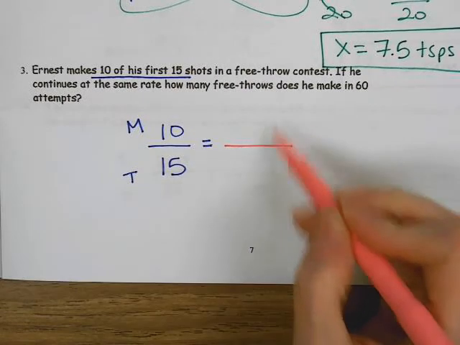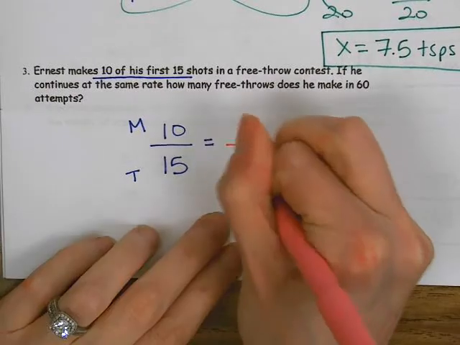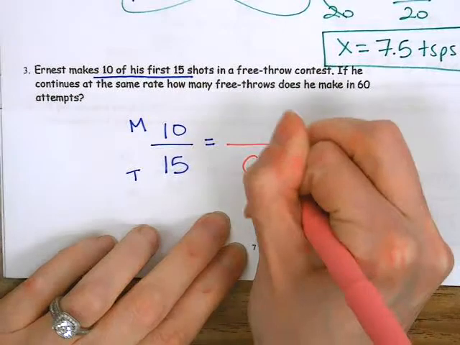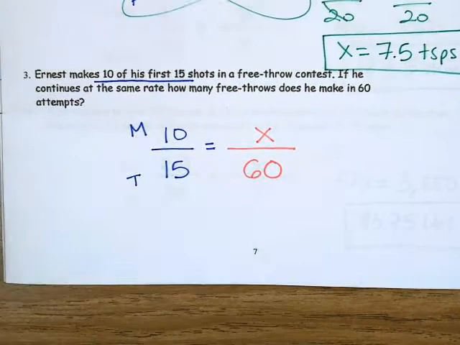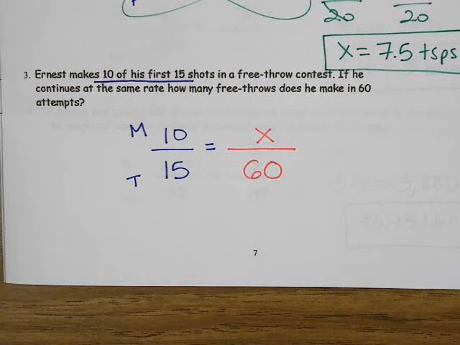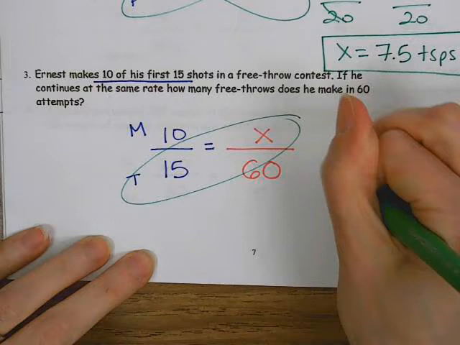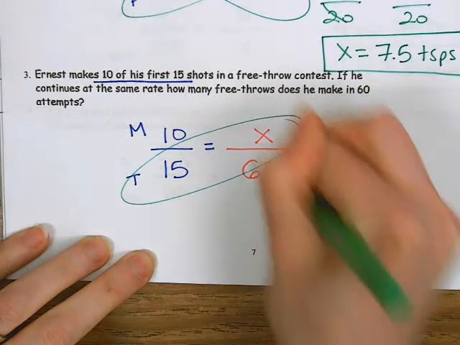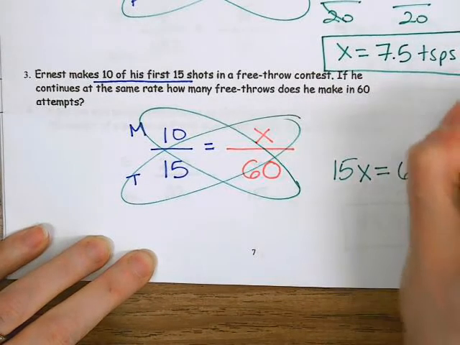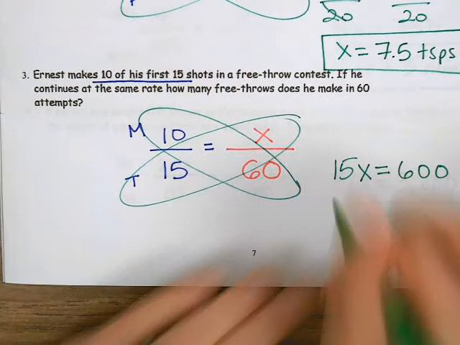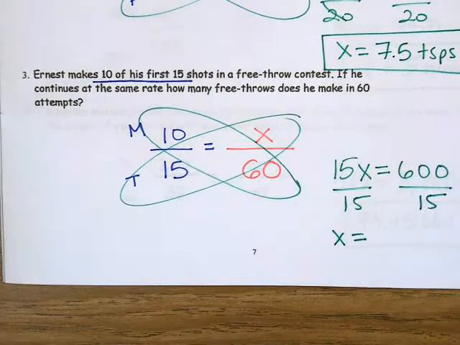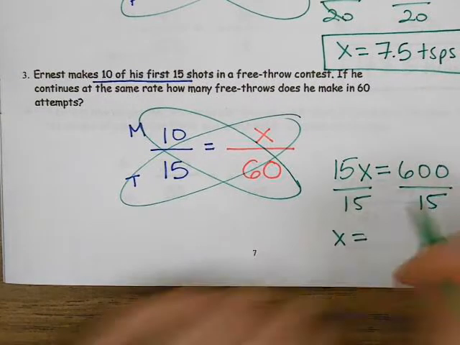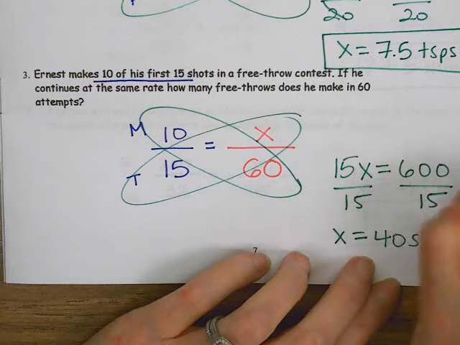So where does the 60 go? 60 is how many he is shooting in total. We want to know X, how many he makes. The order does matter. All right, cross multiply. 15 times x is 15x. 10 times 60 is 600. And then we're going to divide by 15 both sides and get our answer. So 600 divided by 15 is 40. And the unit is shots.